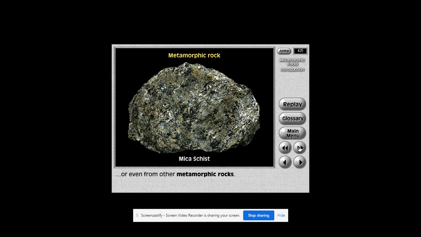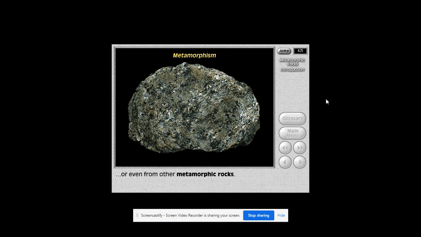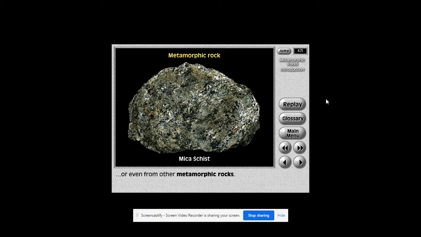Here's another metamorphic rock called mica schist. So that's what happens if you bury that slate even deeper in the earth. The clay minerals in the slate will recrystallize into mica flakes. That actually makes it weaker, so it goes from being a strong metamorphic rock to a weaker one. The mica schist, all of those mica flakes will come off if you scratch it. It's quite flaky.